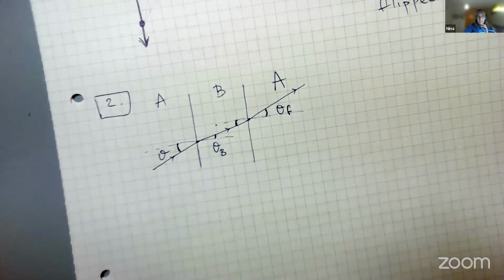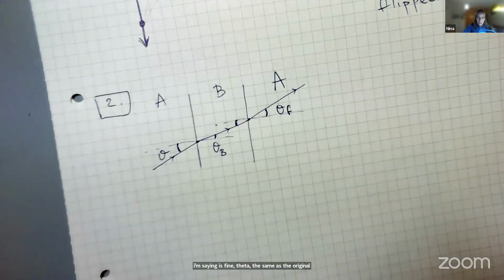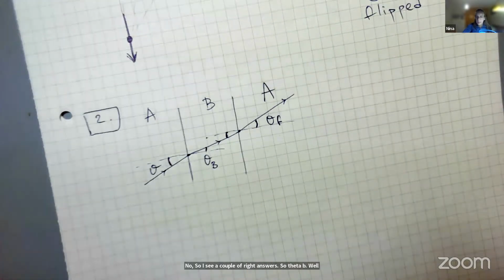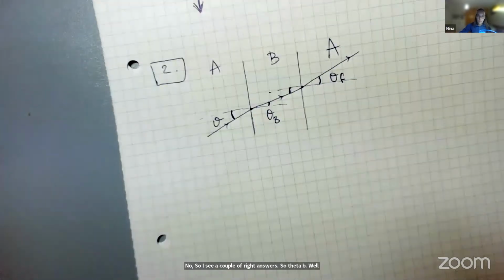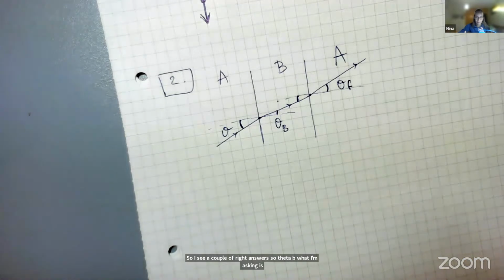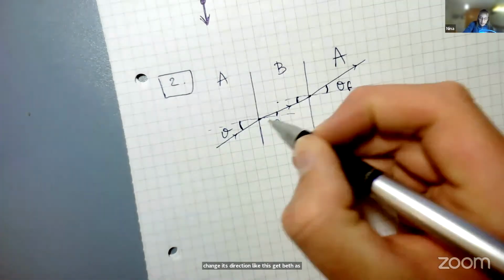Just to make sure everybody's following and what I'm saying is fine. Theta, the same as the original angle of incidence, the original. No, so I see a couple of right answers. So theta B. What I'm asking is, so in this medium, the light doesn't change its direction, like it doesn't get bent as it goes through B. So we know that this is a straight line.